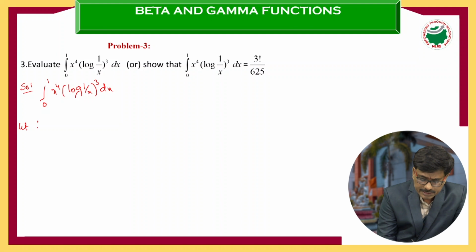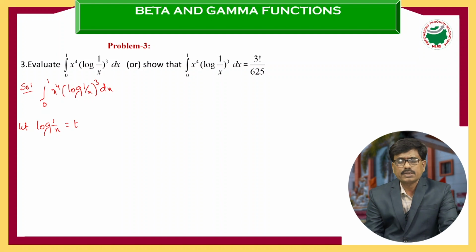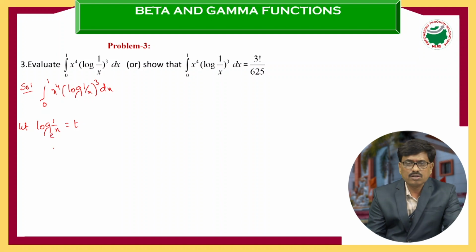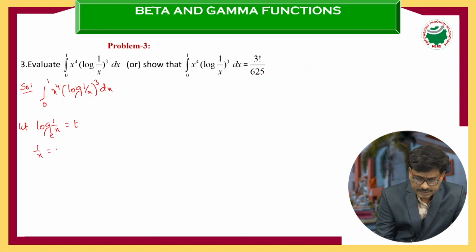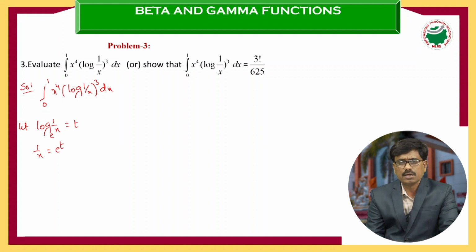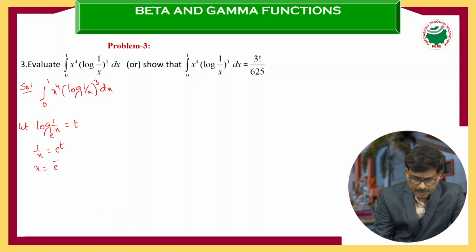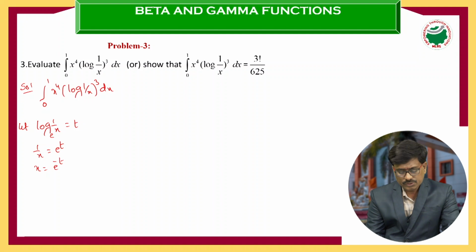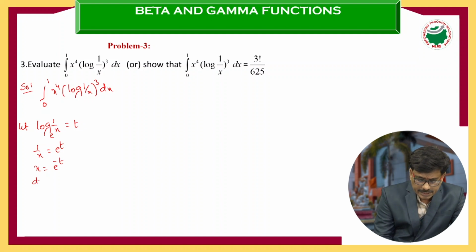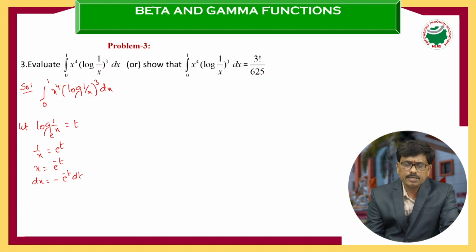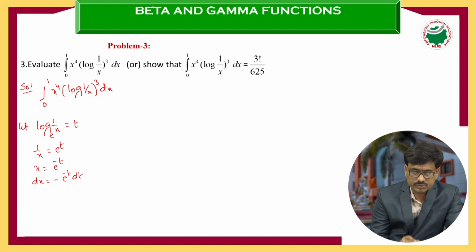Let us assume that log of 1 by x is equal to t. I am treating this as a variable t. Therefore, the base is always e, so I can rewrite 1 by x is equal to e power t. I remove the logarithmic function this way. I can rewrite x is equal to e power minus t, because 1 by x is the reciprocal of this value. I can take the derivative: dx is equal to minus e power minus t into dt. What is the derivative of e power minus t? It is e power minus t into the derivative of minus t, which is minus 1.